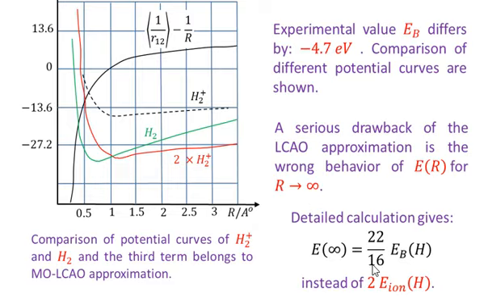this value 22 divided by 16 times the binding energy of the hydrogen atom. And you know that the binding energy of the hydrogen atom is minus 13.6 electron volt. And this factor 22 divided by 16 indicates that the binding energy of the hydrogen molecule under the LCAO approximation approaches this value, which is 22 divided by 16 times the binding energy of the hydrogen atom. That is, this curve should be slightly lower than the 13.6 electron volt and should approach that line.